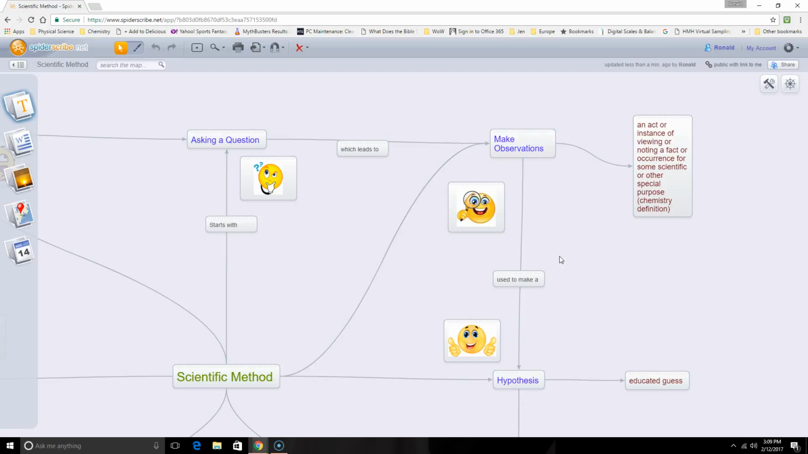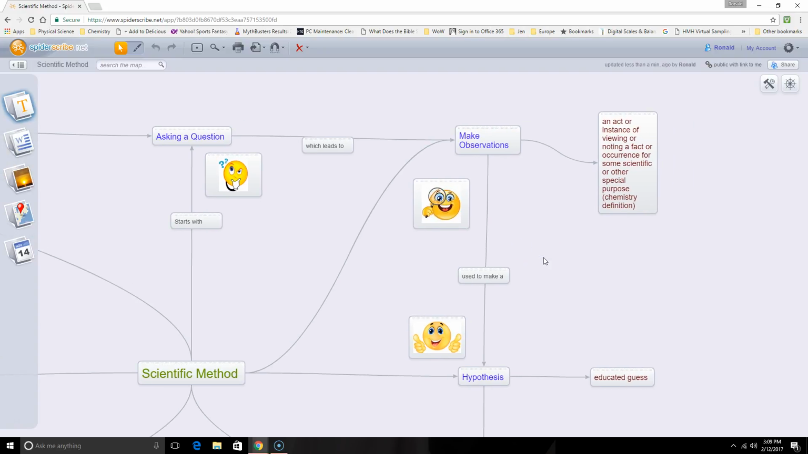And most information is gathered by making observations. Now, observation, with the chemistry definition, since in physical science that's where we're starting with, is chemistry, is an act or instance of viewing or noting a fact or occurrence for some scientific or other special purpose. We make these observations in the natural world. Sometimes it's in a lab, sometimes it's just by watching what's going on around us.